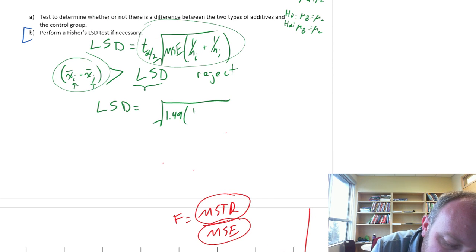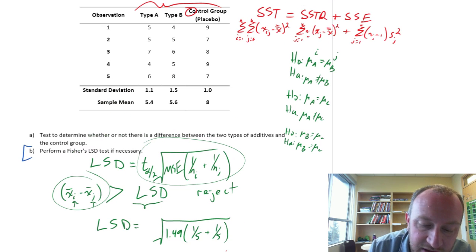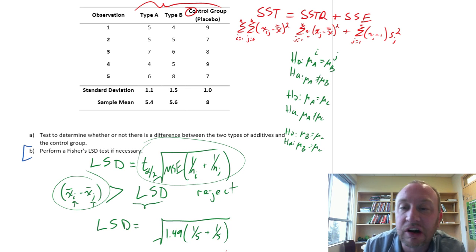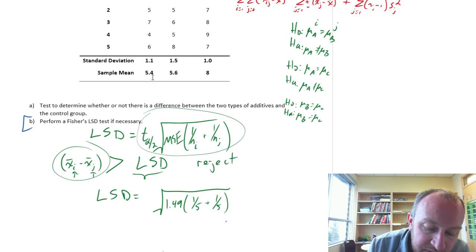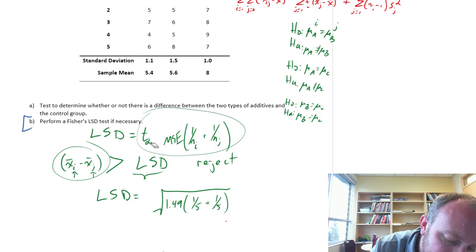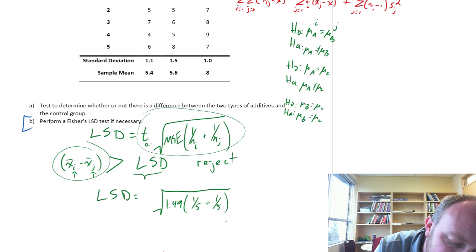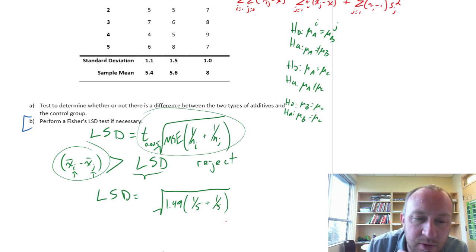1.49 times 1 over 5, 1 over 5. Those are our sample sizes. Regardless of which 2 we're comparing, our sample size is still 5. And now we need a critical value for alpha divided by 2. Let's do all of these tests at the 0.05 level of significance. So alpha will be 0.025.